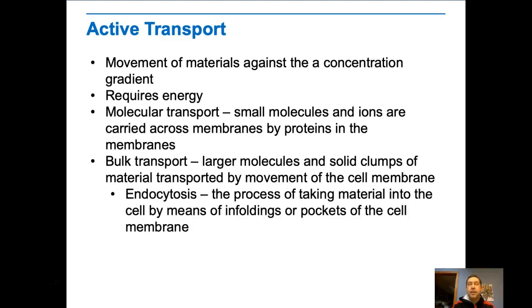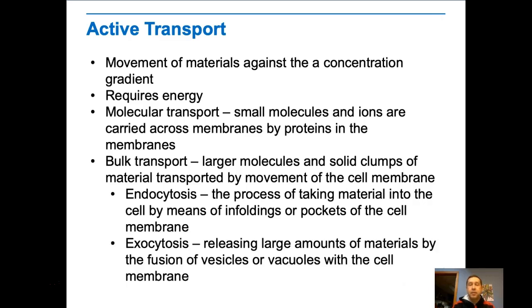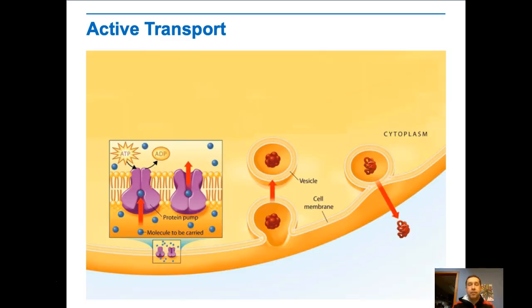There's two forms: endocytosis, which is taking materials in by infolding or pockets in the cell membrane. The cell eats something else, is what the term means. And exocytosis, releasing large amounts of material by fusion of the vesicle or vacuole with the cell membrane. Things that have been made in the cell, packaged into vesicles and vacuoles, that then move to the cell membrane and are released from the cell.